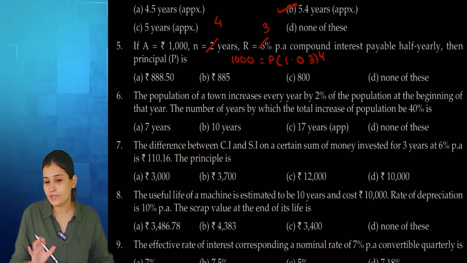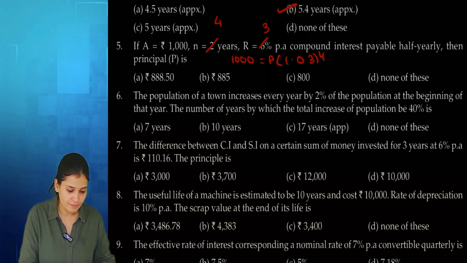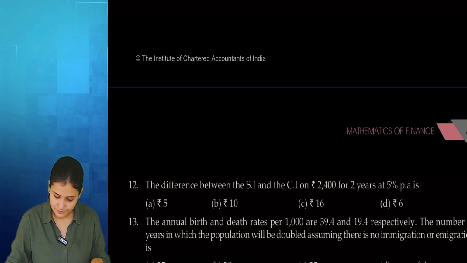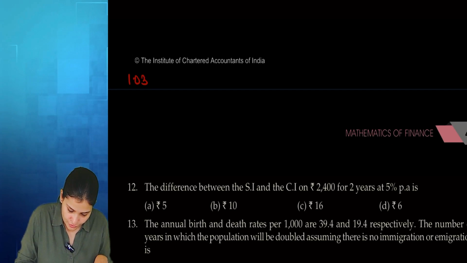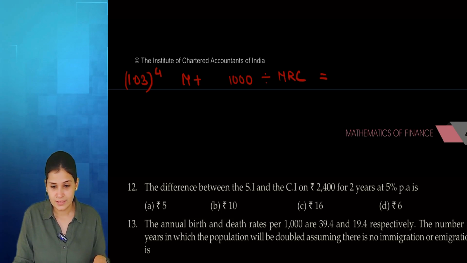We can calculate 1.03 to the power 4, save it with M plus, and then divide 1000 by that. We can also do that. What have I done? 1.03 to the power 4 we got, pressed M plus, then wrote 1000 divided by MRC equal. How much do you get?